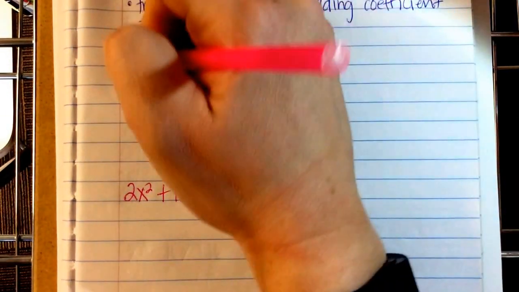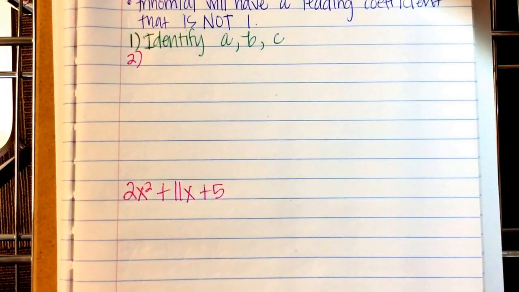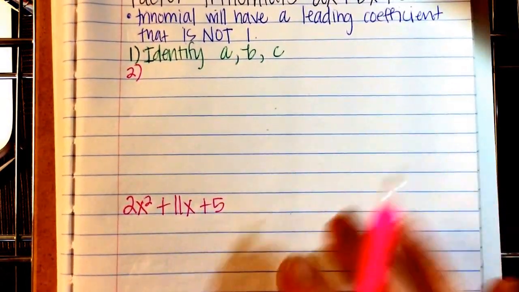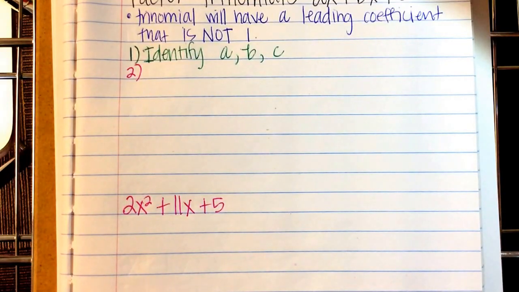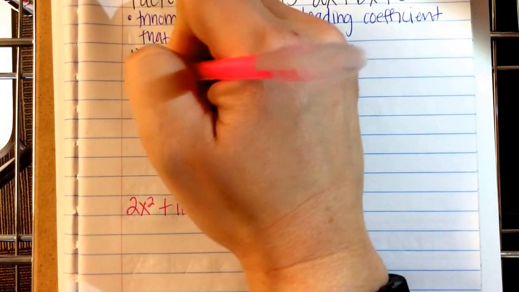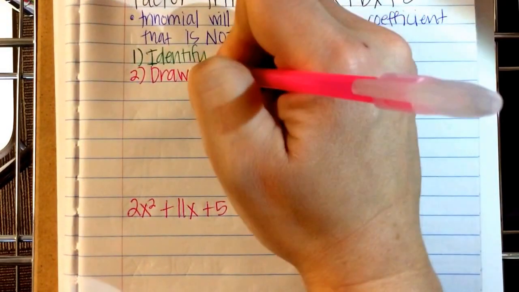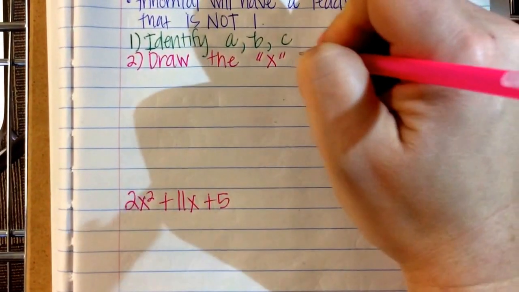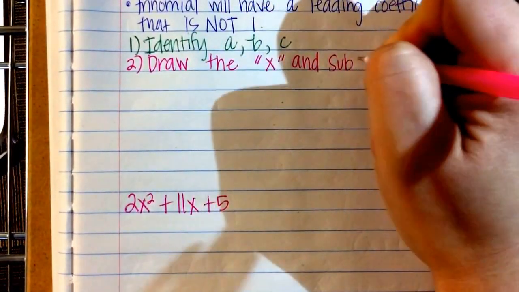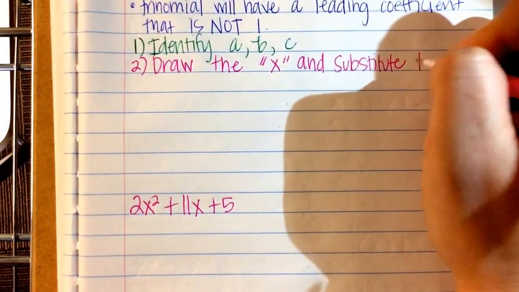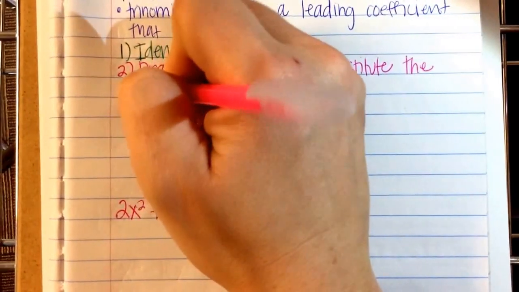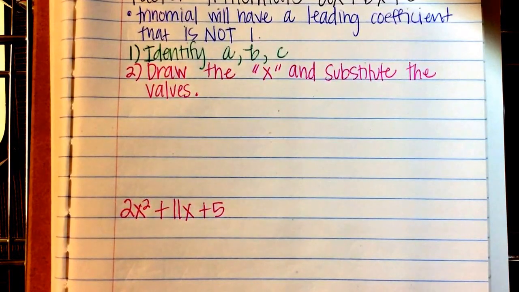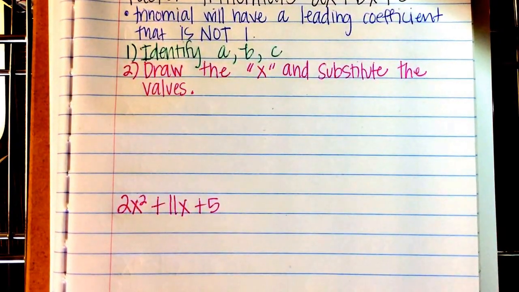All right, so step 2. Now again, I'm telling you this. This is a way of organizing your ideas. This method is called the Xbox method, if you wanted to Google it. You're going to draw the X and substitute the values. You're going to draw the X and you're going to substitute the values.